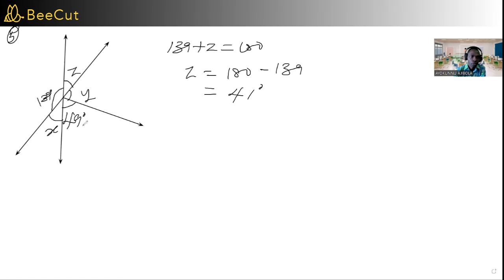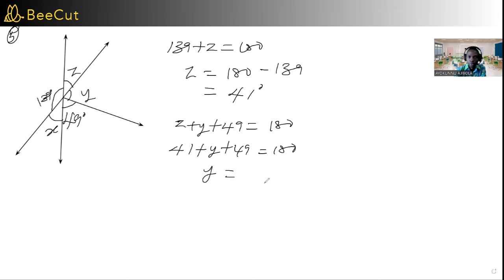So if Z is 41 degrees, then I have another straight line, a vertical line here. I have 3 angles on it. That is Z plus Y plus 49 equals 180, and I know my Z to be 41. So 41 plus Y plus 49 is 180. So Y equals 180 minus 90, so that's going to be 90 degrees. Yes, that's the answer there.